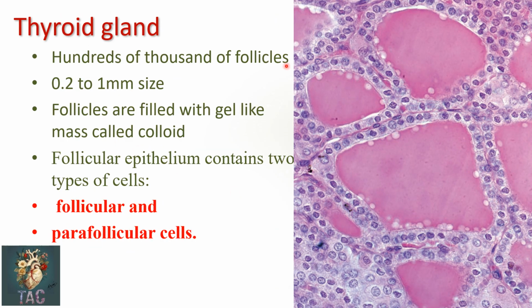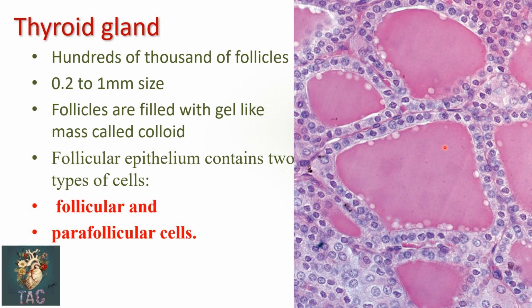So hundreds of thousands of follicles are present in the substance of the thyroid. The thyroid is covered by a thin capsule which sends in septa and divides the substance into lobes and lobules, and each lobe and lobule is formed by hundreds of thousands of follicles. The size of these follicles varies from 0.2 millimeter to sometimes 1 millimeter, and these follicles are filled with a gel-like mass called the colloid.